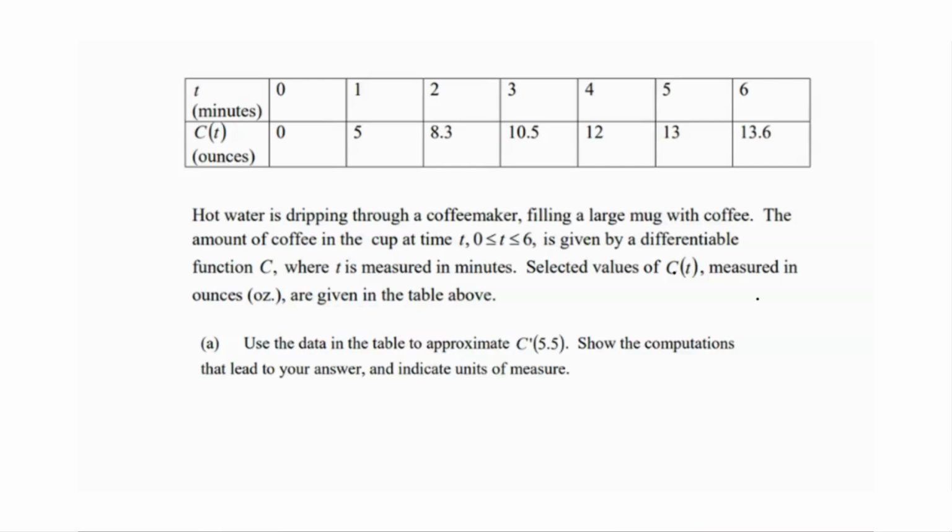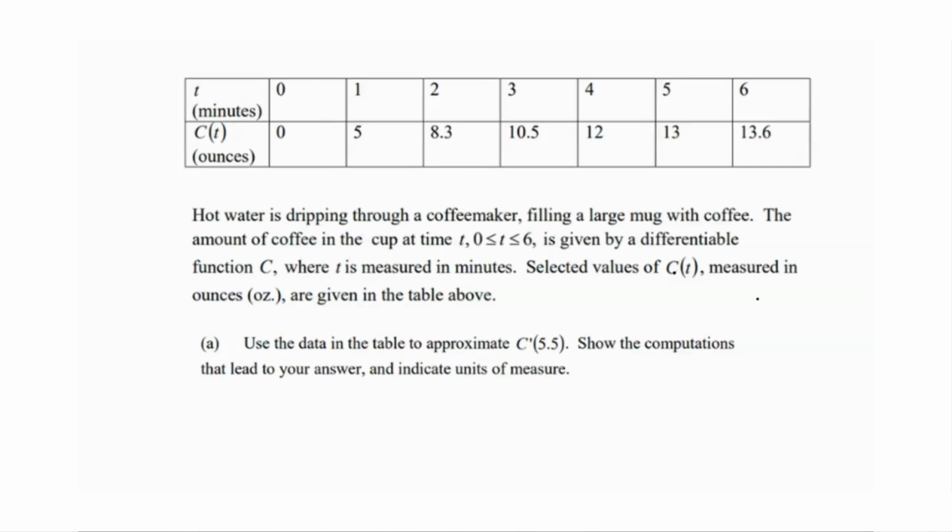So in this problem, we have a table, and it says hot water is dripping through a coffee maker, filling a large mug with coffee. The amount of coffee in the cup at time t, for t greater than or equal to 0 and less than or equal to 6, is given by a differentiable function c, where t is measured in minutes. Selected values of c of t, measured in ounces, are given in the table above.